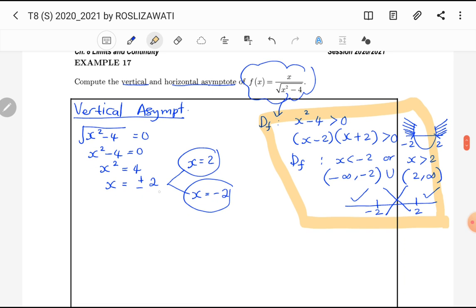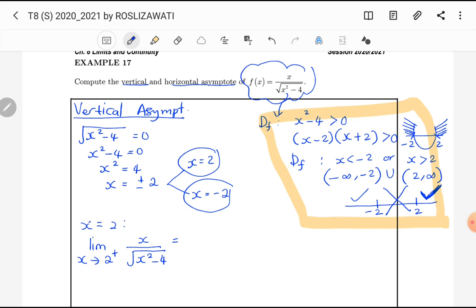So for the first one, for x equal to 2, we will check limit x approaches 2 from positive. Okay, positive first. Ada ke 2 from positive? Tengok, 2 from positive. Yes. Graf awak ada. So, kita boleh carilah. Limit x approaches 2 from positive. The function is x over square root x squared minus 4.